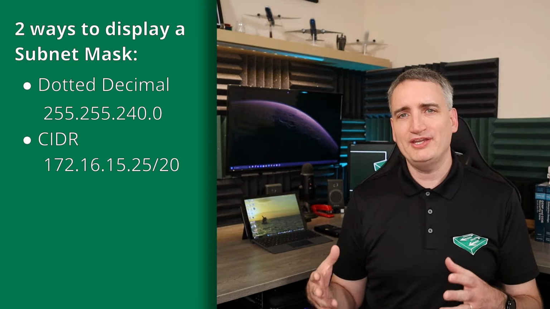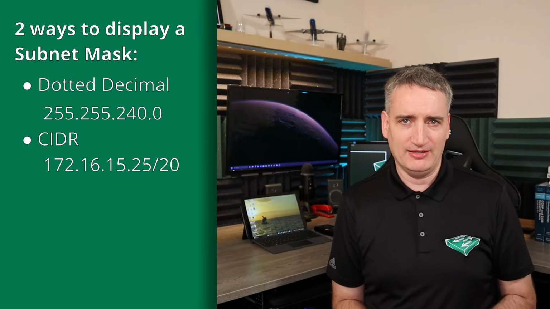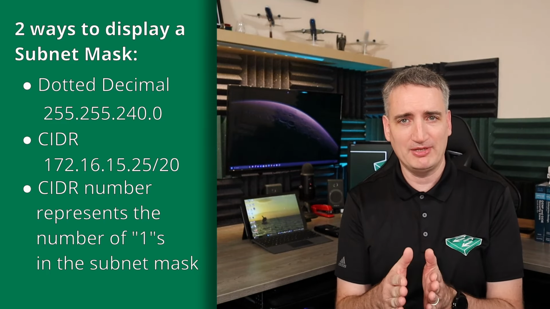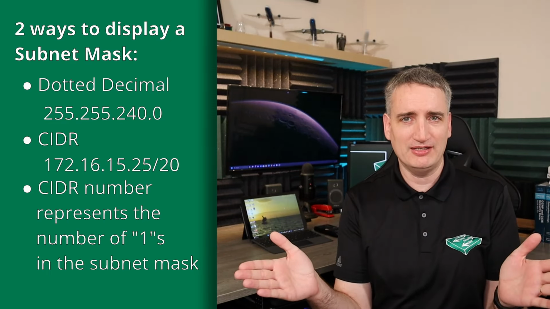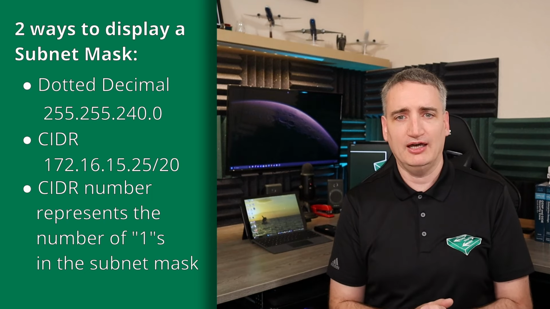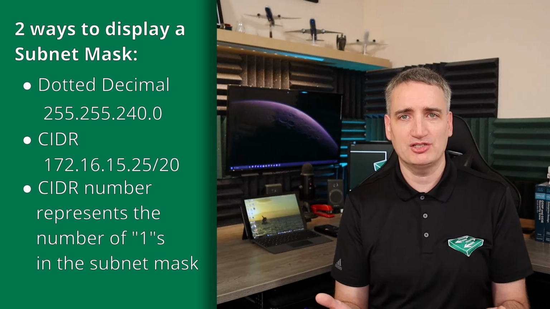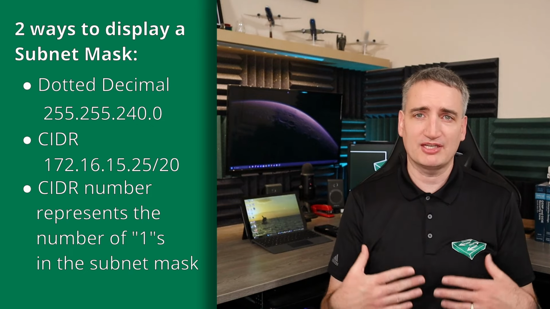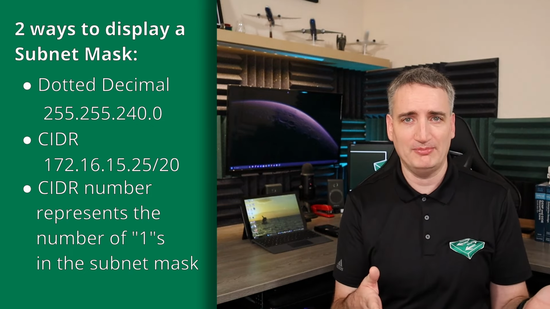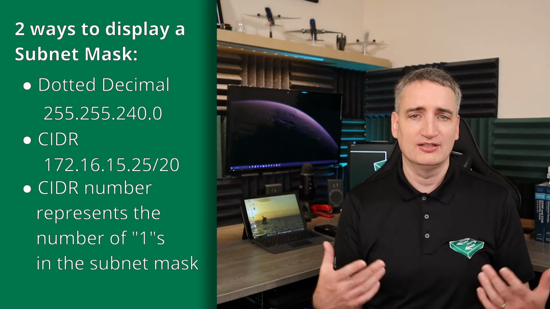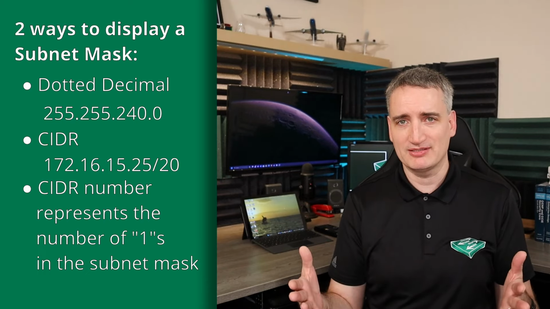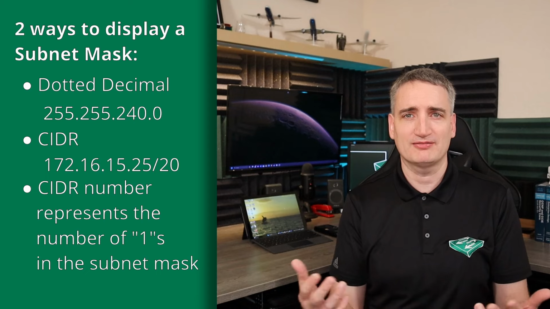Okay, so the way the CIDR notation is represented is we are basically taking the number of ones in a subnet mask and counting up that number, and that becomes the CIDR notation. So when we have a CIDR of slash 16, we're saying that there are 16 ones in the subnet mask. A CIDR of slash 20, there are 20 ones in the subnet mask. So 20 bits, 16 bits, 20 bits.